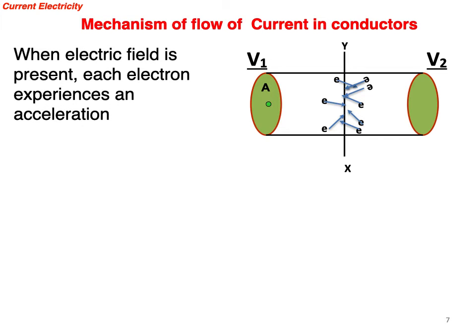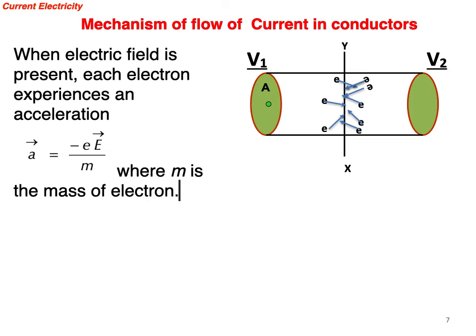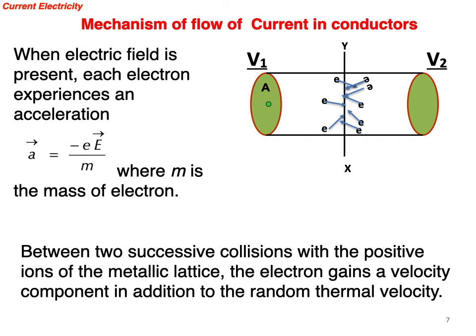So when an electric field is present, each electron experiences an acceleration given by the ratio force to mass. Force is qE, or minus eE for electron, the charge is minus e. So this gives us the acceleration, where m denotes the mass of the electron. Between two successive collisions with positive ions of the metallic lattice, the electron gains a velocity component in addition to the random thermal velocity. Now this needs slight clarification.